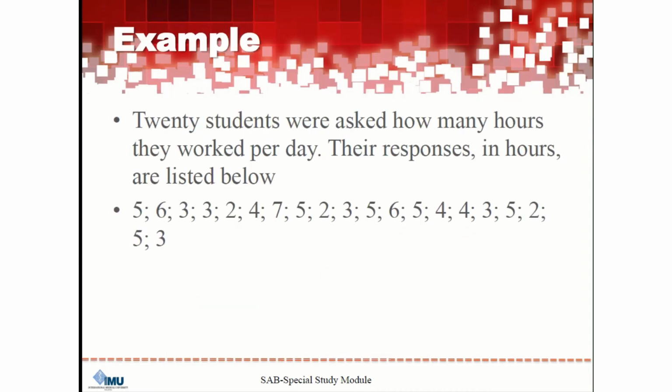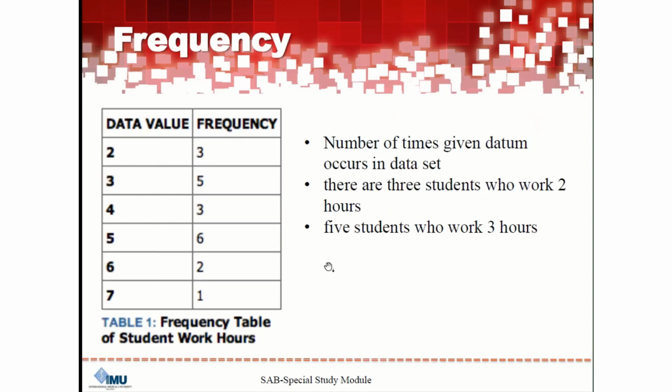Another example: 20 students were asked how many hours they worked per day. They say 5 hours I worked, 6 hours I worked, and their responses in hours are given here. So this is how you put it. How many people work for 2 hours? It is 3. How many people work for 3? It is 5, right? In this way, you can put it as a frequency table.